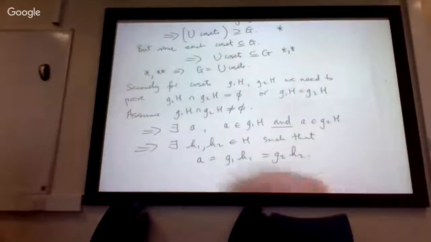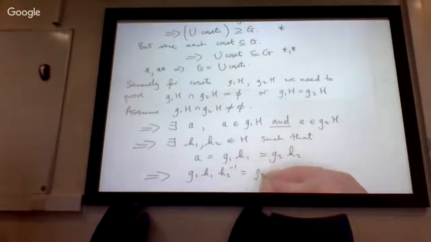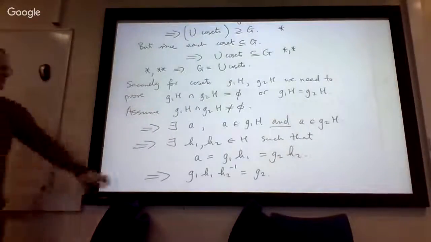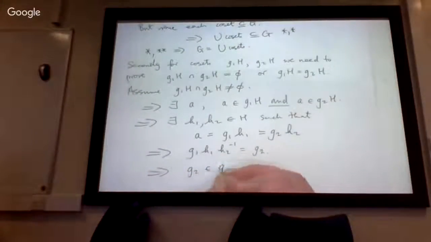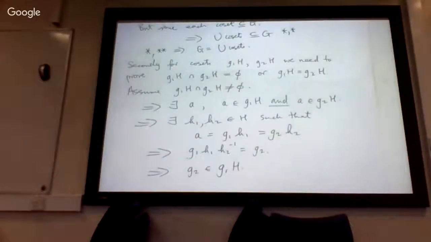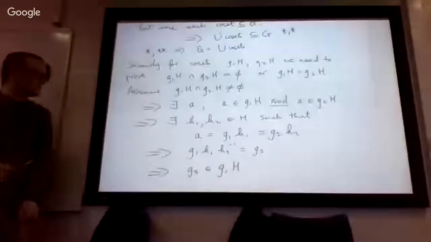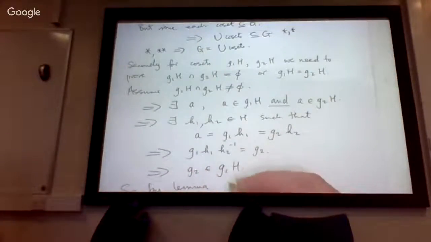But then what we can say is, if we multiply both sides by H2 inverse, G1H1H2 inverse is equal to G2. You multiply both sides on the right by H2 inverse. Forget about A for a moment. Well, that implies that G2 is an element of the coset G1H. So by the previous lemma, which you're going to complete in the exercises, lemma 6.3, G1H is equal to G2H.